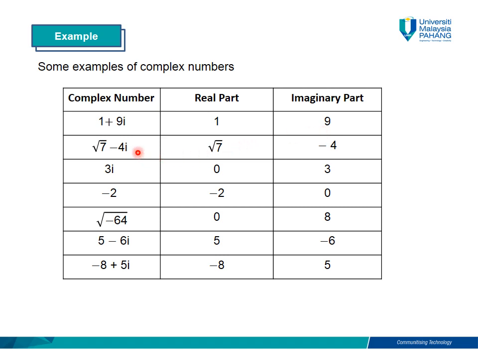Same for this one, look at 3i. We have i here, so 3 is the imaginary part, but we don't have a real part, so we put 0 here. If -2, there is no i, so no imaginary part, so the imaginary part equals 0, and the real part is -2. And so on.